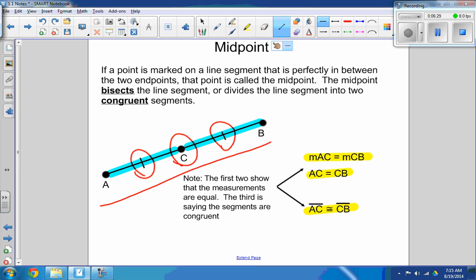You'll notice here, I didn't put the little line above these. There should be a line here and a line here.